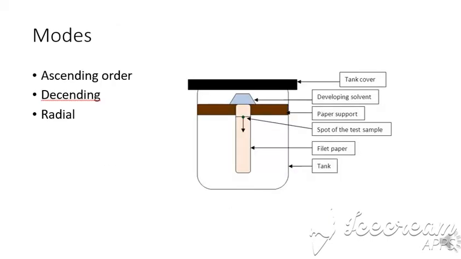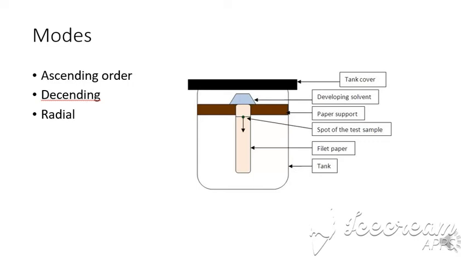Now the next thing is very important. Three important modes are there: ascending, descending, and radial. For ascending, which we have already used, the mobile phase moves from the downward direction towards the upward direction. Descending is here in the picture. The mobile phase moves from the upward direction to the downward direction.